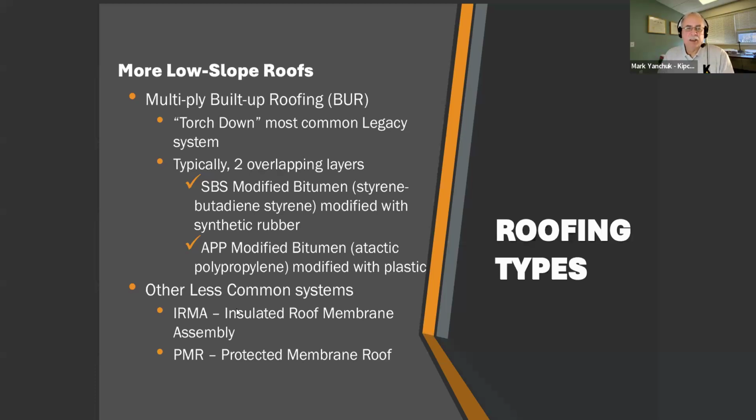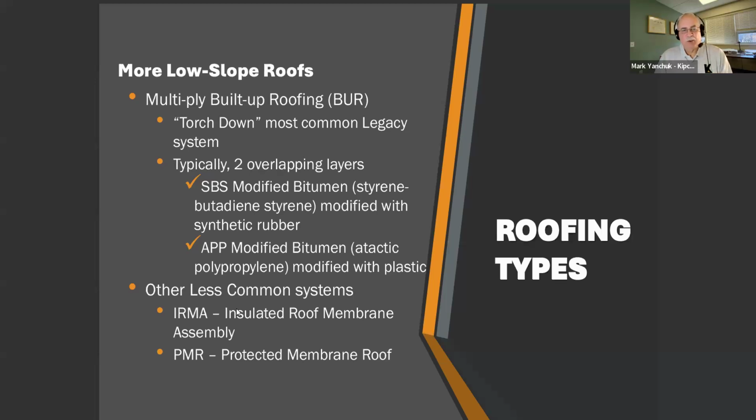is how they're applied. Now, the SBS is more of a rubber-based product, and the APP is more of a plastic-based product. So they have different methods in how they're used and how they're applied. They're typically applied in 2 overlapping layers, with the top layer having some sort of granular coating on top of it. Less common systems out there are insulated roof membrane assemblies and protected membrane roofs.